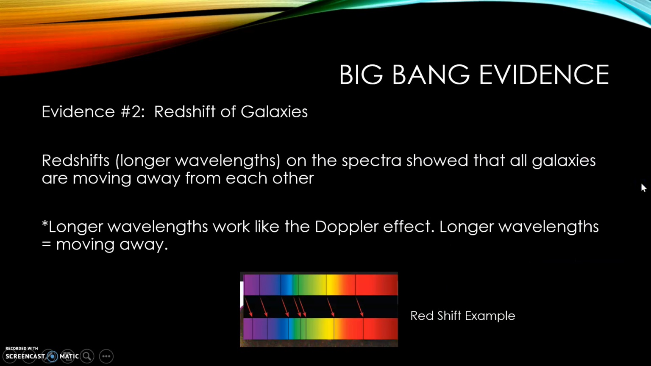The second evidence is the Big Bang evidence for redshift of galaxies. And basically what it says is that redshifts are longer wavelengths on the spectrum, and it showed that all the galaxies are moving away from each other. So if you look at this picture, you can see it looks like it's moving kind of at a diagonal angle. So longer wavelengths work like the Doppler effect. Long wavelengths are moving away from each other.